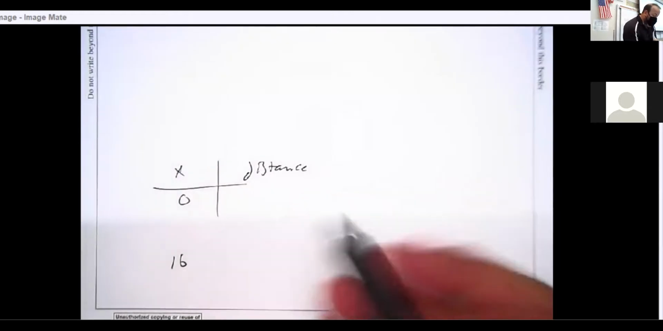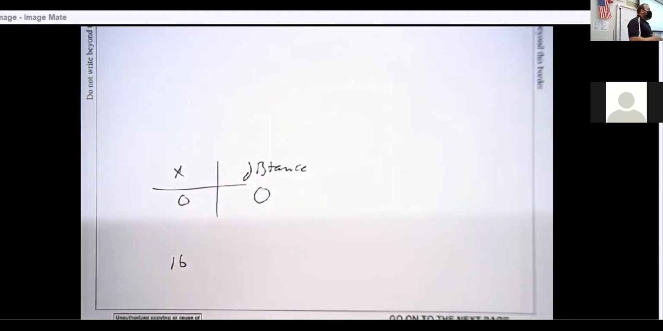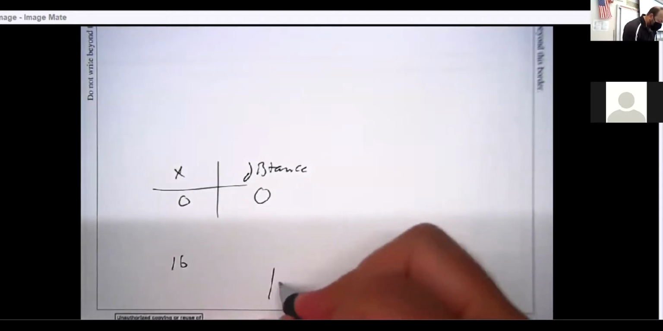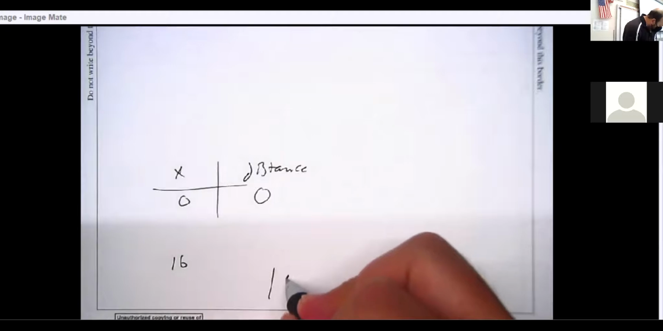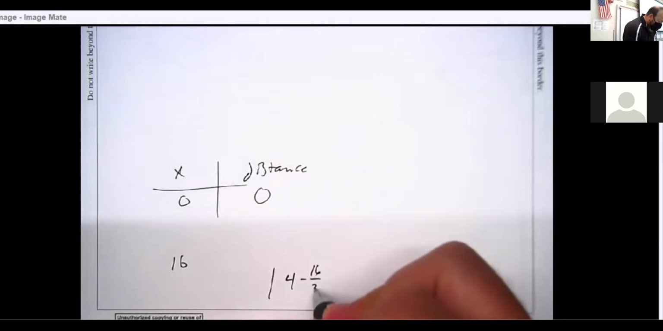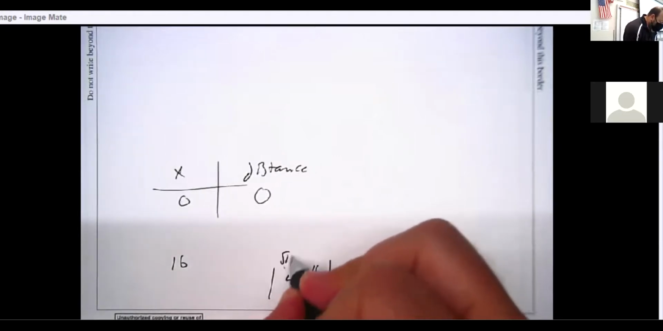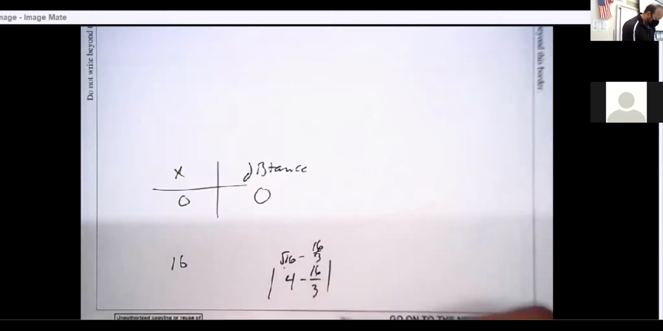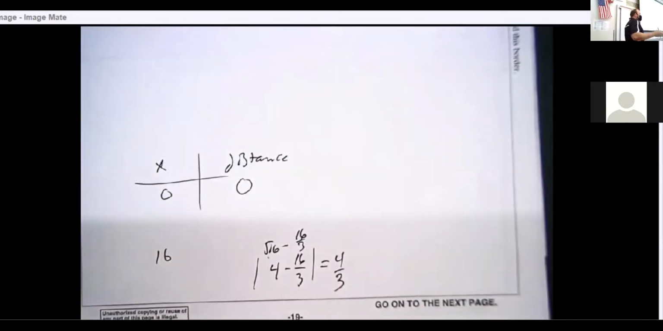Now, by the way, if you plug in 0, that doesn't sound like a max distance, does it? If I find the distance at 16, in other words, I took 4 minus 16 over 3. By the way, this is the square root of 16 minus 16 over 3. This is 4/3. Well, that's certainly bigger. But what do we do? In addition to finding the beginning and the end, there's one other thing that we're supposed to do.